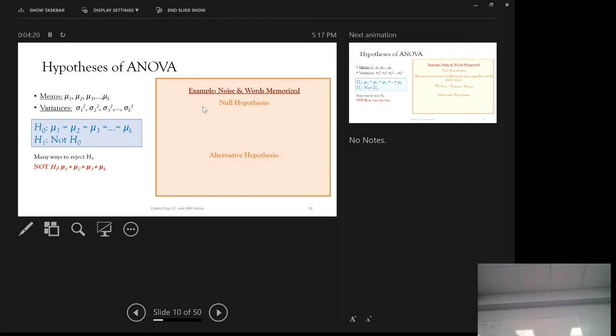The null hypothesis is that all of the groups are equal. The alternative is not that. It's that at least one group is not the same as the others.